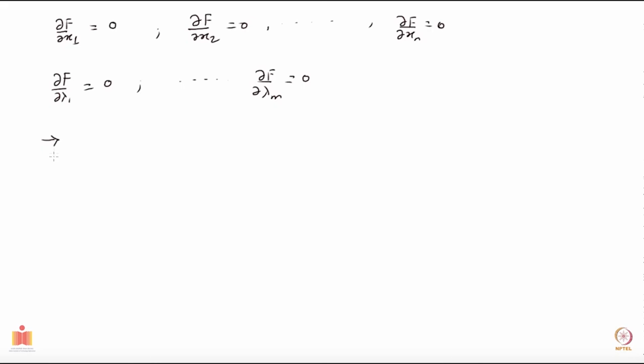So how many equations do we have now? N of these equations I have, and m of these equations I have. So I have a total of n plus m equations. And how many variables do I have? Again n plus m variables: n for the x's and m for the lambdas. Now with n plus m equations and n plus m variables, this system can be solved, so I can find all these things. But now the question is why this is the solution of our problem.